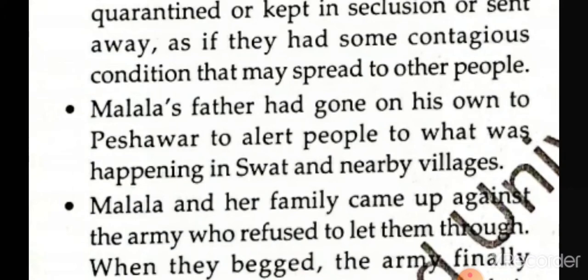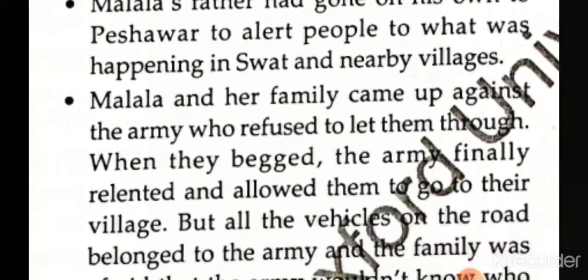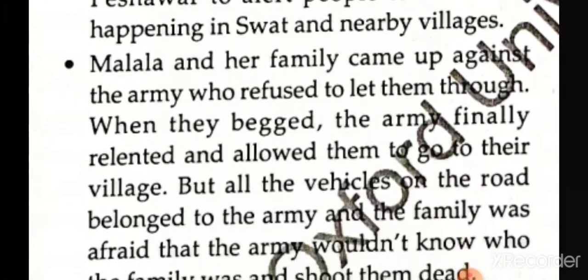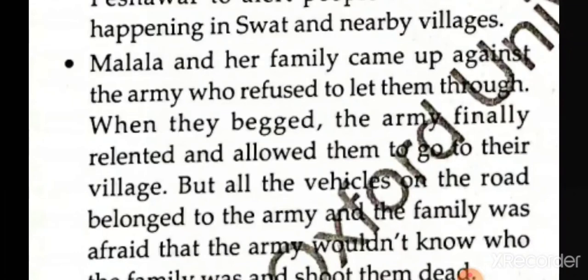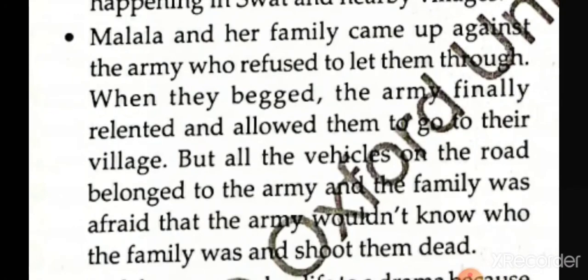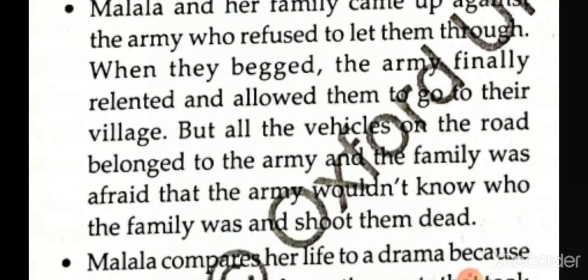Next question is on the same page. What grave danger did Malala and her family face while going to Karshak? So Malala and her family came up against the army, who refused to let them through. When they begged, the army finally relented and allowed them to go to their village. But all the vehicles on the road belonged to the army, and the family was afraid that the army wouldn't know who they were and would shoot them dead.